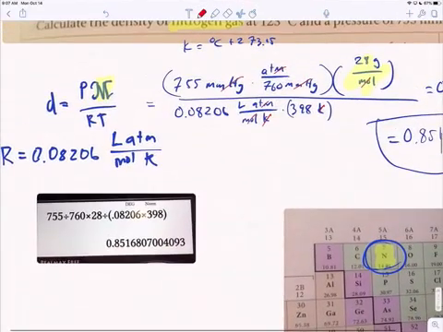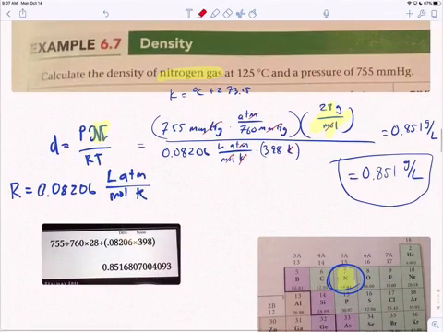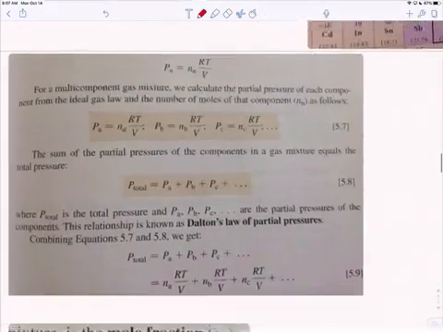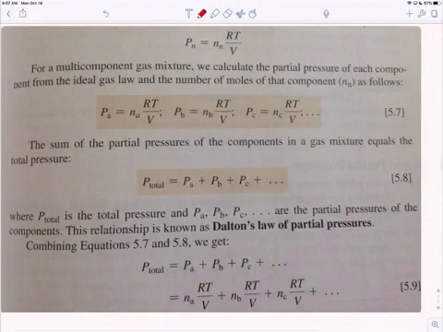Where were we before we talked about the tests? We're talking about gases. We're in the gas laws, and especially the ideal gas law. And now I'm going to move on and talk about partial pressures.